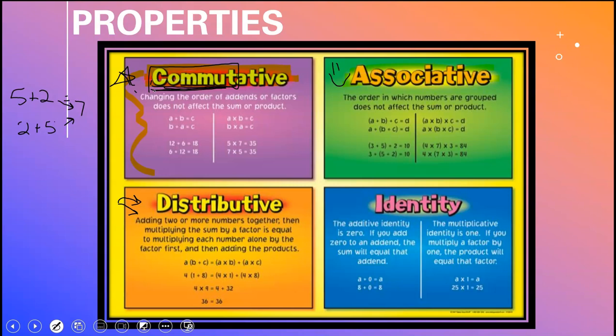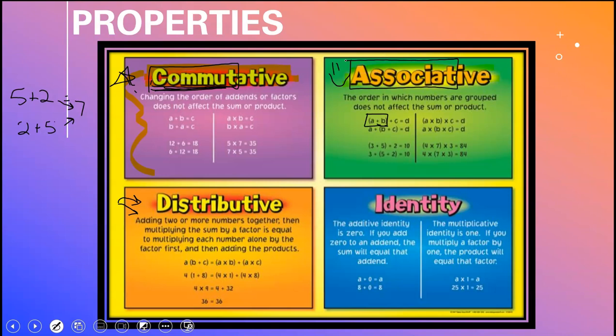The associative property. To associate means to talk or to communicate with each other. So essentially, it doesn't matter which numbers are communicating or associating with each other first, as long as there is only addition or only multiplication, I can multiply or add whatever 2 numbers first that I want.